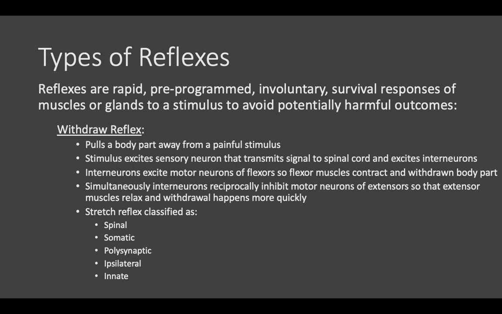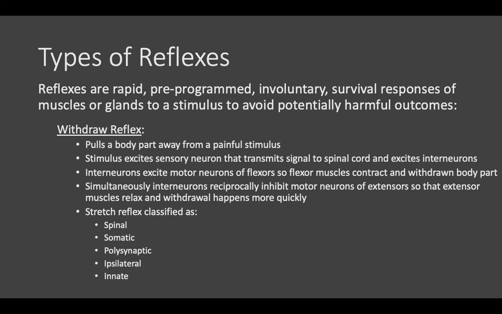But the idea, again, is that the neurons are going to cause the contraction of that specific body part to pull it back off. And we're also going to have some reciprocal inhibition of specific muscle groups that will cause a relaxation of the muscle groups that would otherwise cause your contraction to stop.